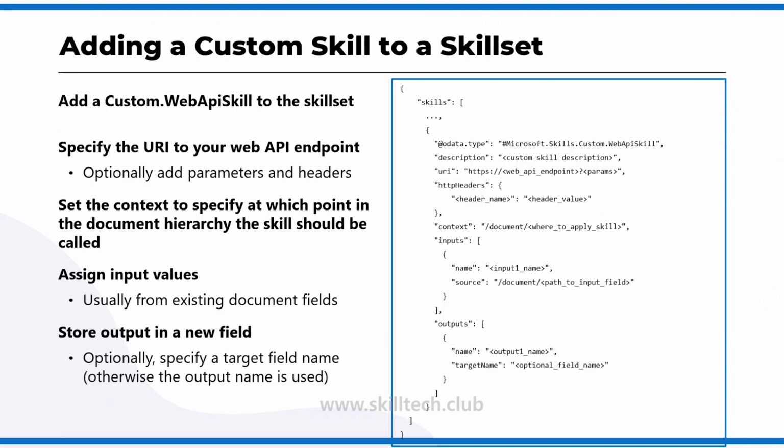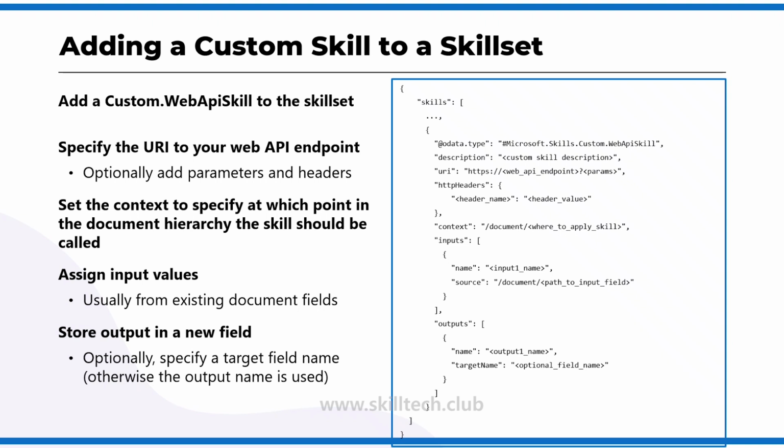Now, when you're adding a custom skill to a skill set, you can use the custom Web API skill. This is the particular association which you have to do. You have to specify the URL to your web API endpoint, and optionally you can also add parameters and headers. A demo of this is visible in the right side section. As you can see here, they are using the Microsoft.Skills.Custom.WebApiSkill. In the URI, we have our base endpoint. After this, we are specifying the parameters, and these optional parameters are going to be available in your header values. So you can specify the header values, and then that will be applied.